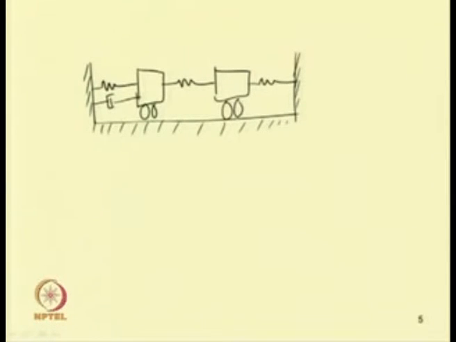Let us put a simple system like this. In this case this is K 1, this is M 1, this is K 2, M 2 and K 3. If we make this first spring nonlinear and the third spring nonlinear, we can write the equation of motion.